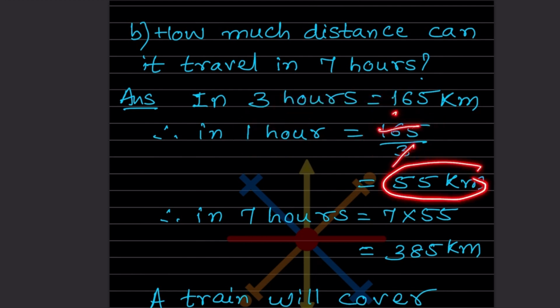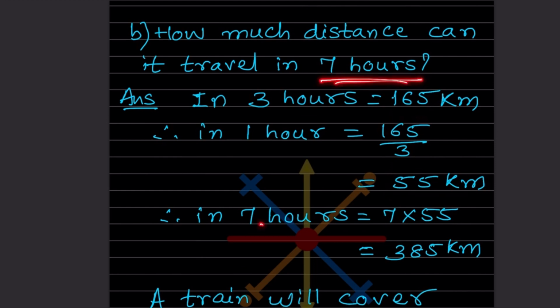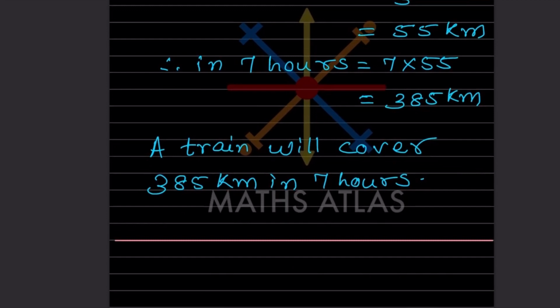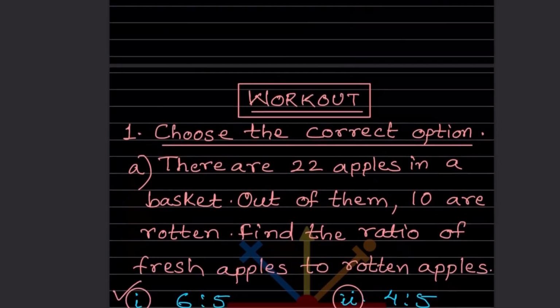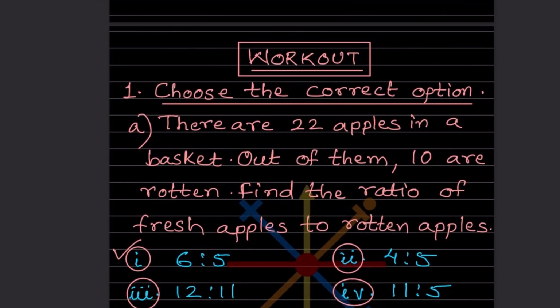When you do this one, 3 5s are, and this will be again 5. 3 5s are 15. So we want for 7 hours. So in 7 hours, this should be multiplied. So this is 385 kilometers. So what will we write here? Train will cover 385 kilometers in 7 hours. So now the exercise was done for this one. So now we are going to look at the workout. Workout means the same thing I have given. Whatever we have done in this exercise, the same type of questions are given, only the numbers have been changed.